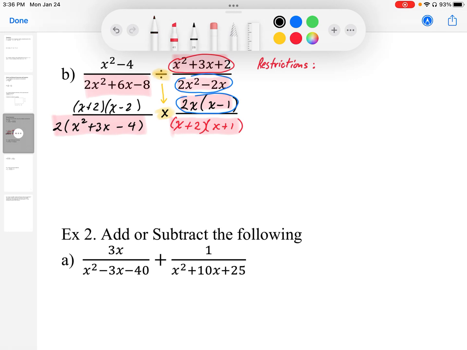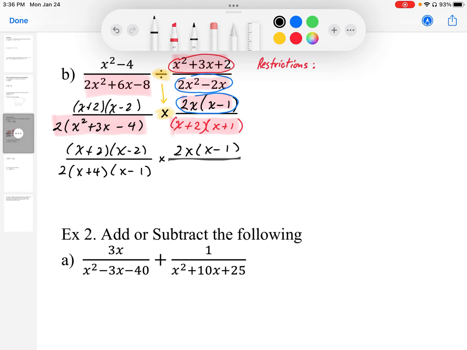Okay, so I'm going to just fully factor this. So I end up with x plus 2, x minus 2. This is going to be 2, x plus 4, x minus 1 times 2x, x minus 1, and then x plus 2, x plus 1. Again, I'm just going to shade that. We need to identify restrictions from these parts.